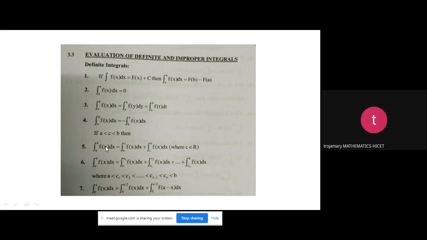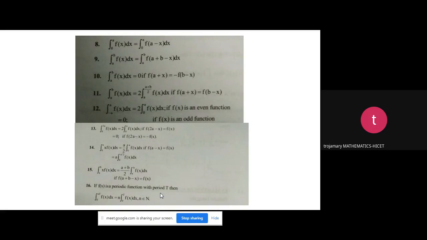Then integral a to b f of x dx can be split up into a to c plus c to b. Okay, so if a to b is split into a finite number of intervals, we can add the finite integrals. Then integral 0 to a f of x dx also equals integral 0 to a by 2 f of x dx plus integral 0 to a by 2 f of a minus x dx. It's clear. Now integral 0 to a f of x dx equals integral 0 to a f of a minus x dx. Please look at all the formulas. Now for a periodic function, integral 0 to nT f of x dx equals n into integral 0 to T f of x dx, n in capital N. Okay. Next.